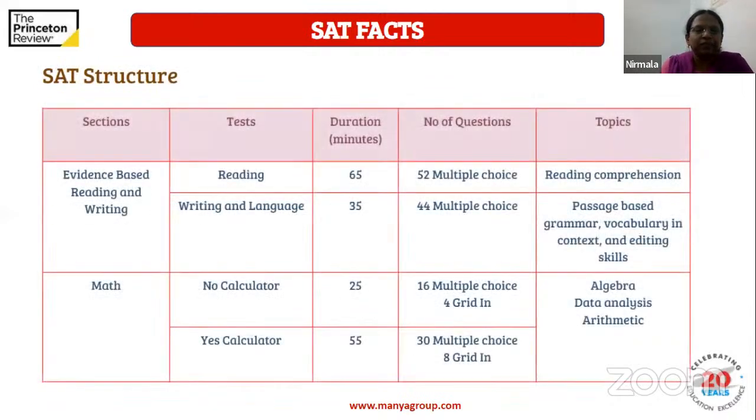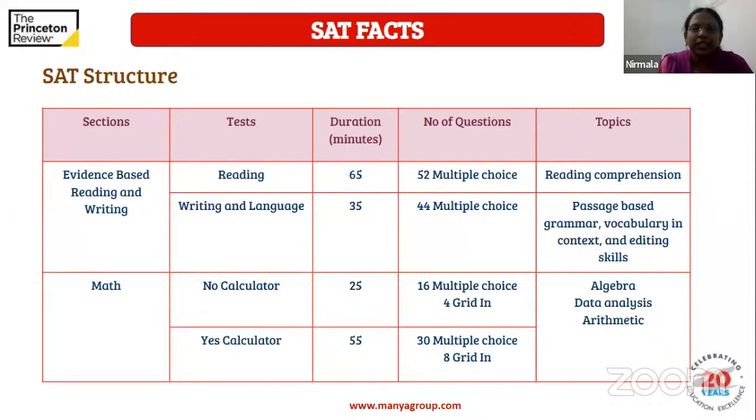Structure of the SAT. It's a 3-hour test, which starts with the reading test first. Reading is the longest test here, at 65 minutes. It's just multiple choice questions, but the passages are very dense. Mainly our Indian students find the reading test to be the most difficult test of the SAT, just because of how dense the passages are. That's the only reason.